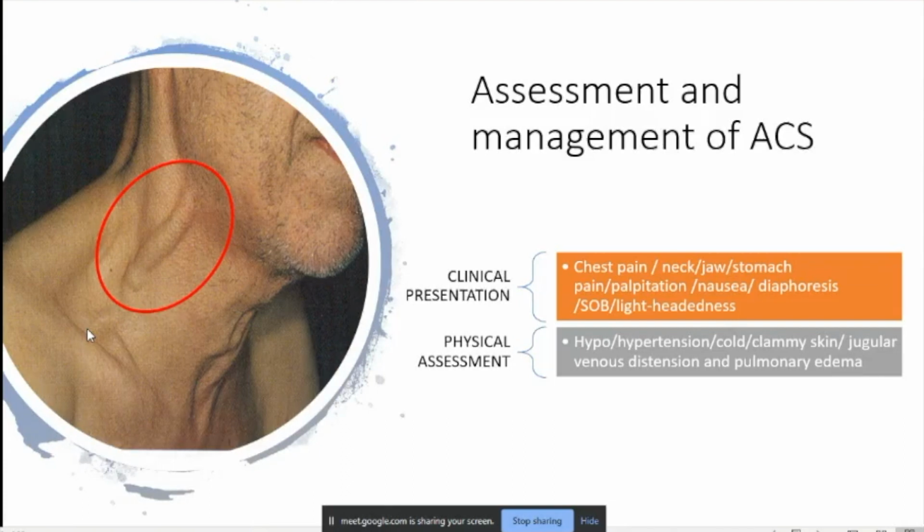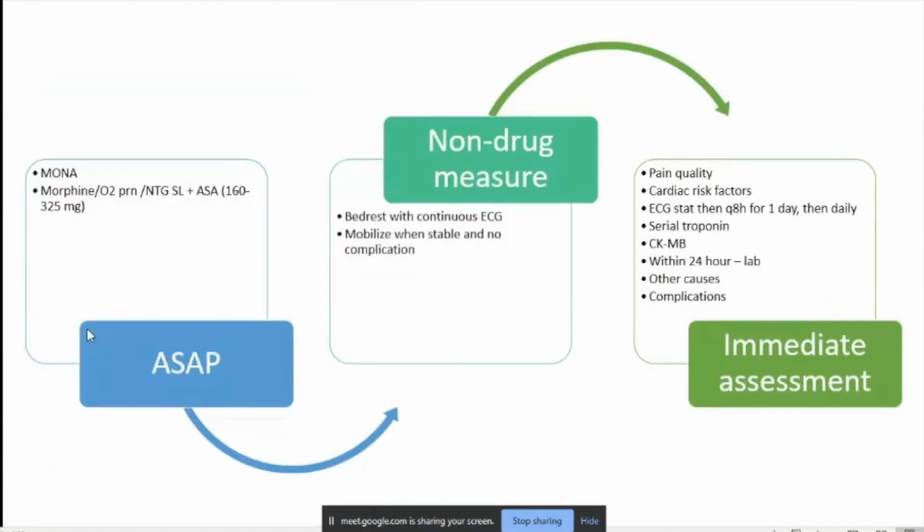What happens once the ambulance arrives? Usually the ambulances carry the emergency cardiac medication, right? And even if the patient has gone to the emergency for a family member, the first thing they do is start on MONA. So in acute myocardial infarction, they start the patient on MONA.